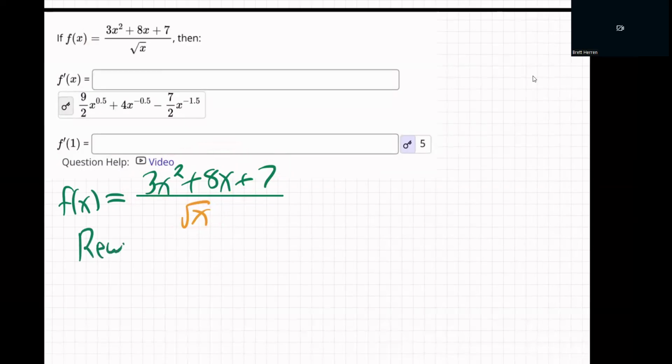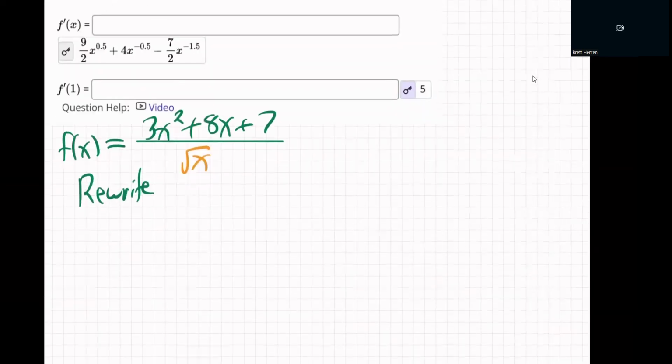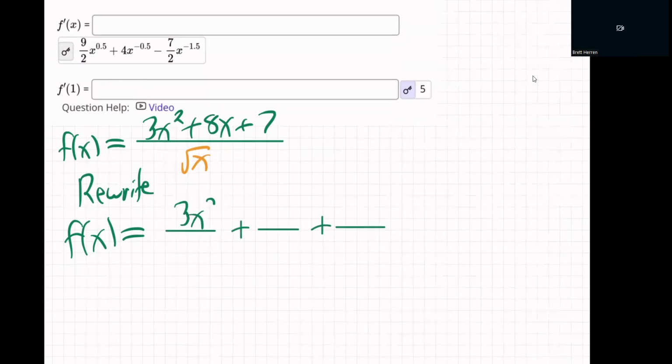Instead, rewrite it. Well, it's no derivative yet. Just rewrite it, meaning what? Just make it three separate fractions. I know that might not seem easier, but trust me, it will be. So it's going to be 3x squared, 8x, 7, and they're each going under the root of x, like that.